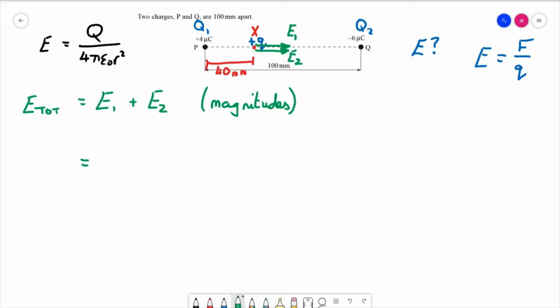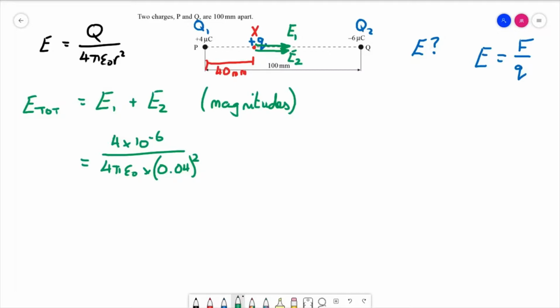E1 then comes from our 4 microcoulomb charge, so 4 times 10 to the -6 divided by 4 pi epsilon naught multiplied by the distance, which is 0.04 squared. Now, I have converted to metres here. Why have I converted to metres?